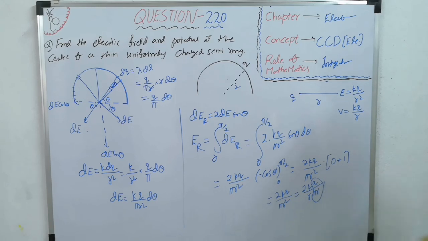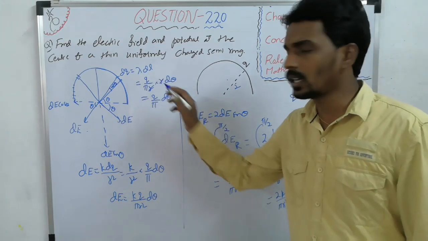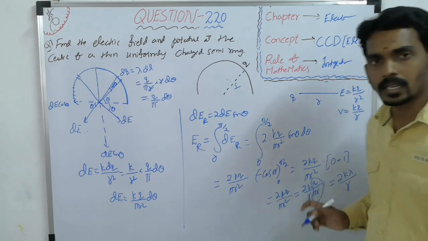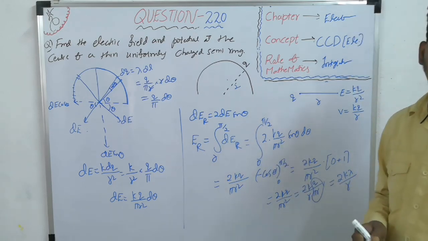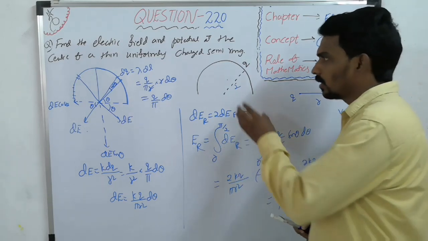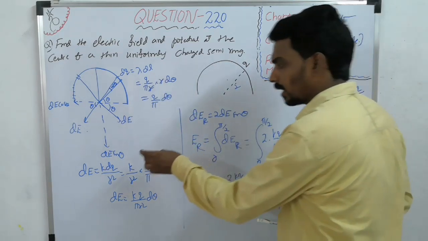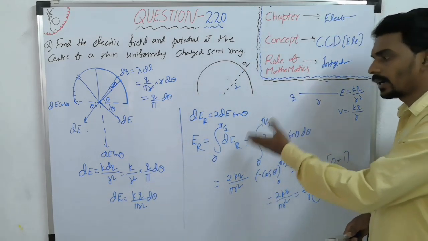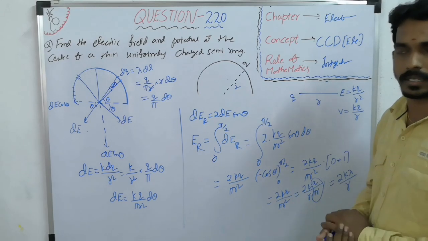But q by pi r is nothing but lambda. What is lambda? Charge per unit length. So you can also write it as 2k lambda by r, in terms of linear charge density. So this is how you have to consider one element and find the field due to one element. Then find the total field by integrating with the proper limits.